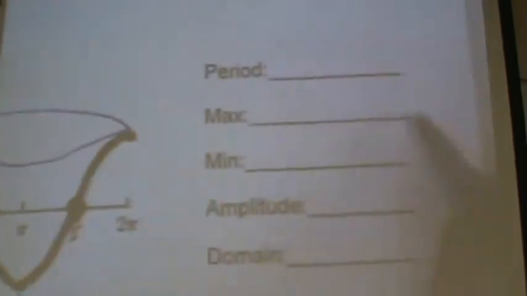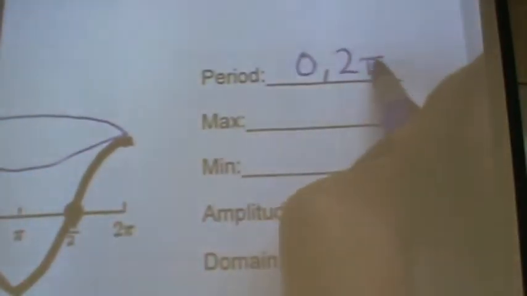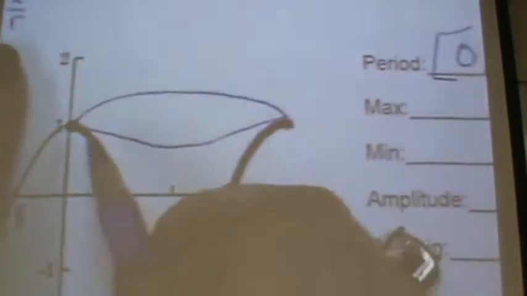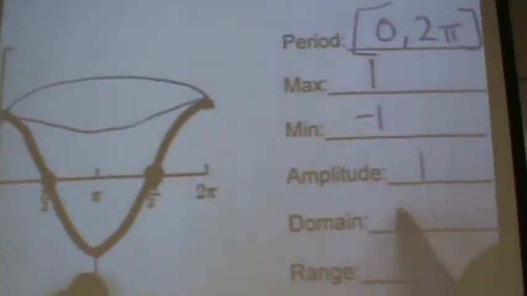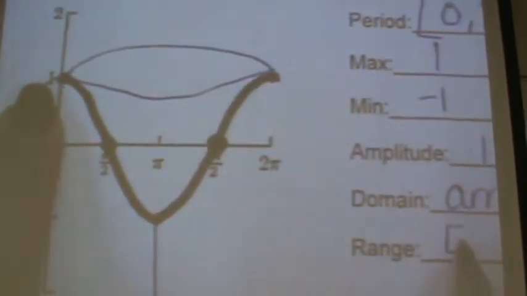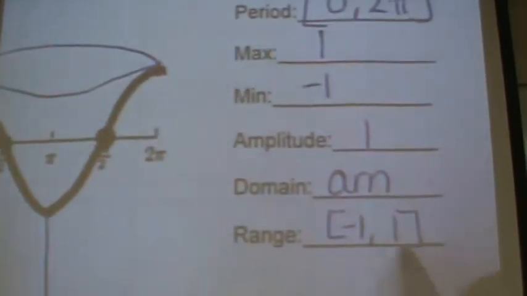Now, again, your period is 0 to 2 pi. Your maximum is 1, your minimum is -1, your amplitude is 1, your domain is all real numbers, and your range, again, is from -1 to 1. That's the parent function.